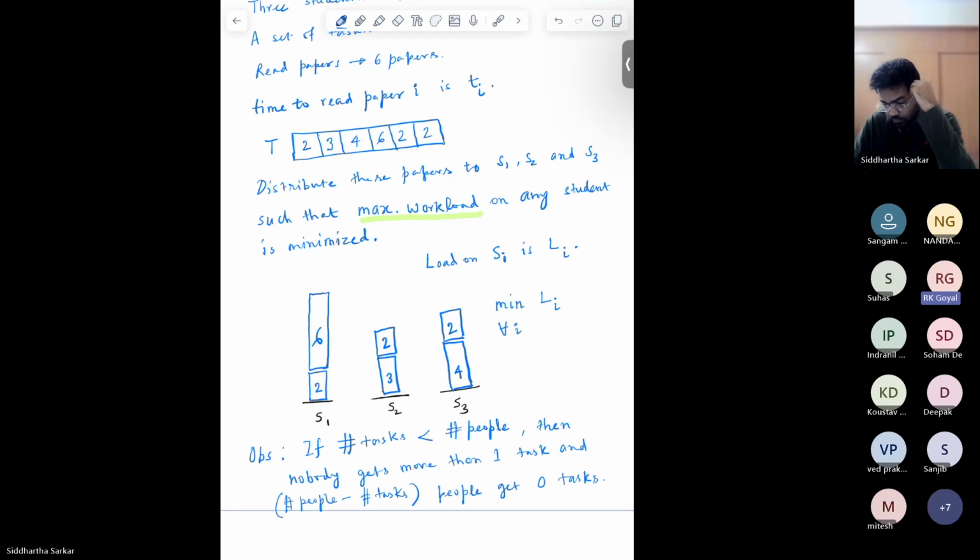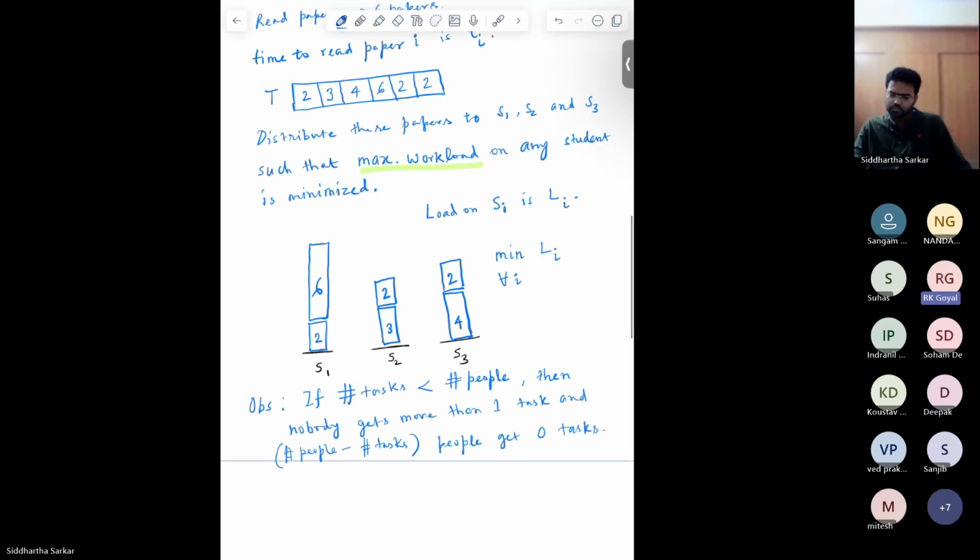Yes, and what about the second condition wherein the number of tasks is greater than the number of people available? So we can say something about the maximum workload at least. So now, if it so happens that there are 100 tasks, let us say, and only 3 students, then what you said will not go through. Yes, yes. So one person may get multiple tasks. More than 2 tasks is also possible.